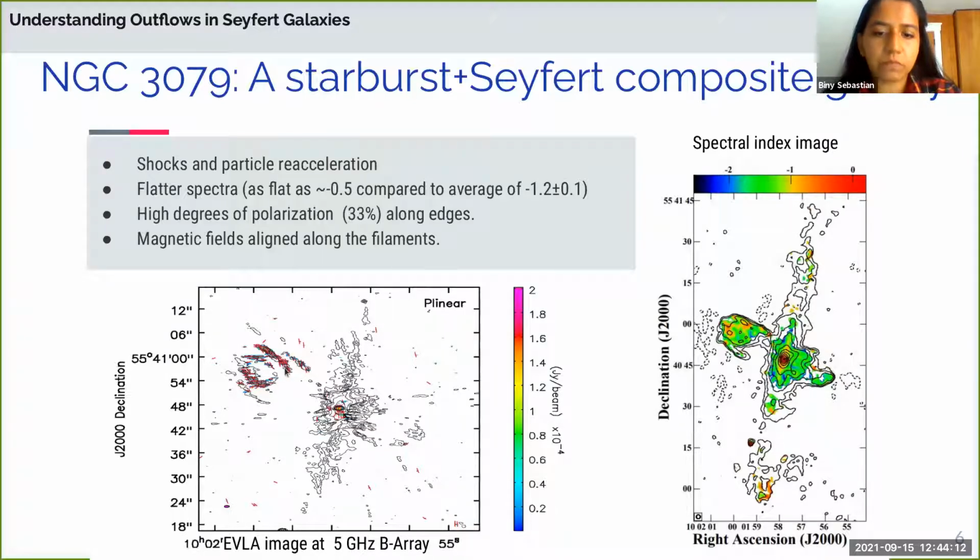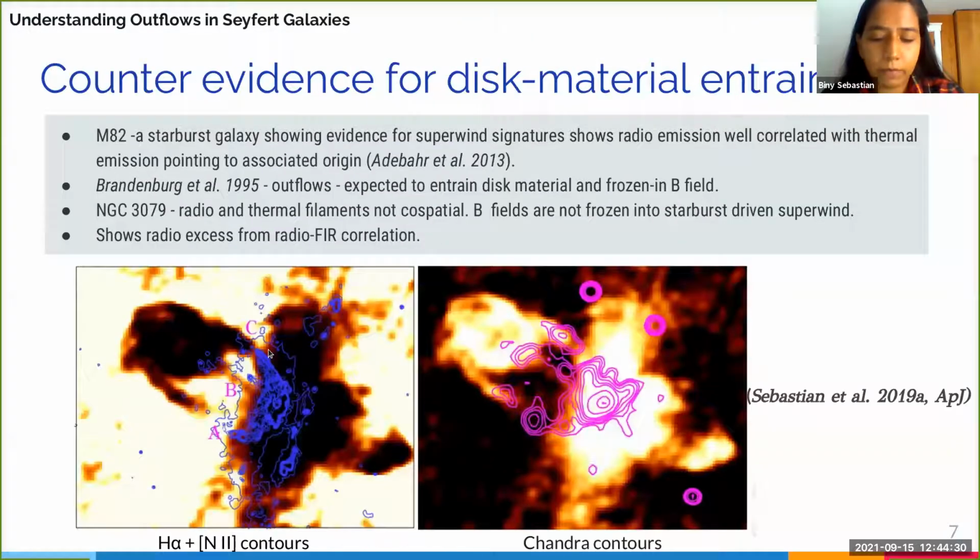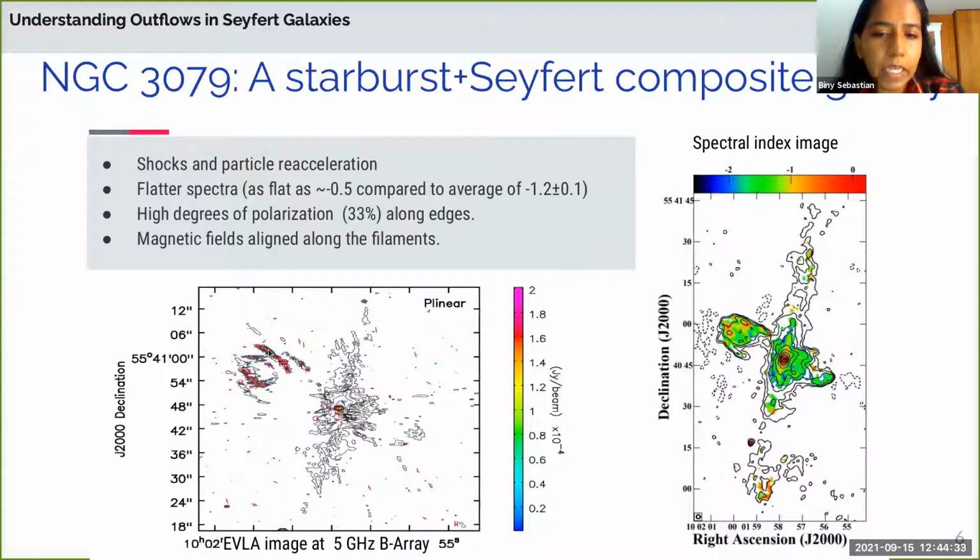It can be seen from the images that the red vectors are aligned parallel to the lobe or the ring edges. Also from the spectral index image, it can be seen that the lobe edges show some flattening of the spectral index. So the high fractional polarization along with a flat spectral index and the magnetic fields aligned along the edges point towards a shock origin of the radio emission. The shock acceleration could lead to flatter spectra, whereas the shock compression could lead to magnetic field amplification.